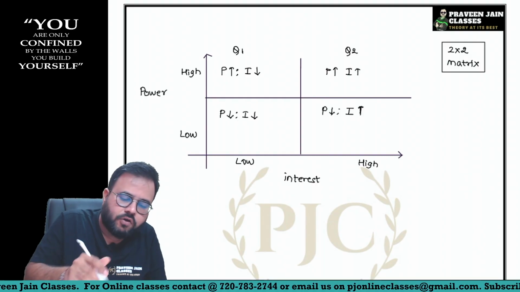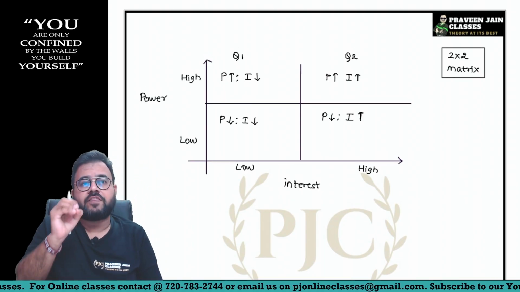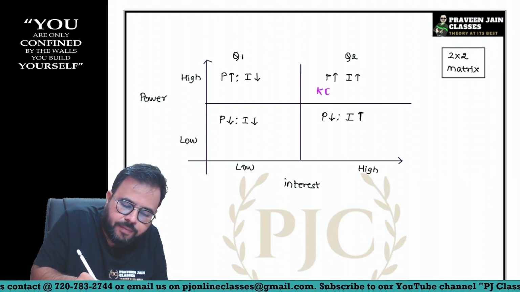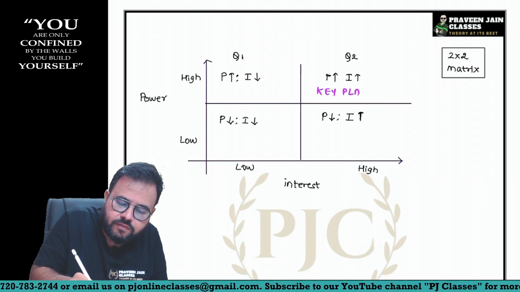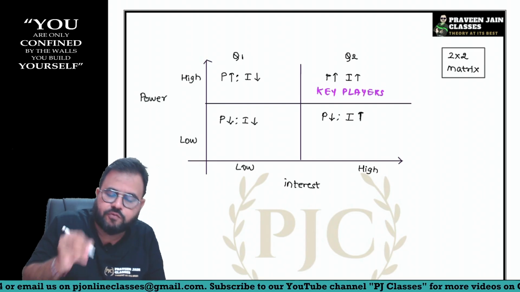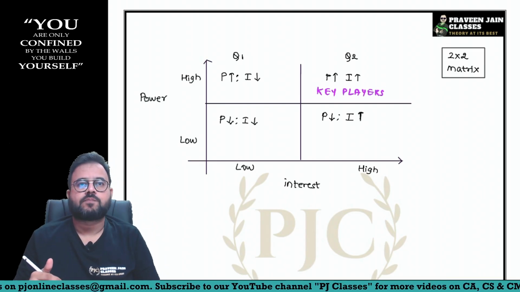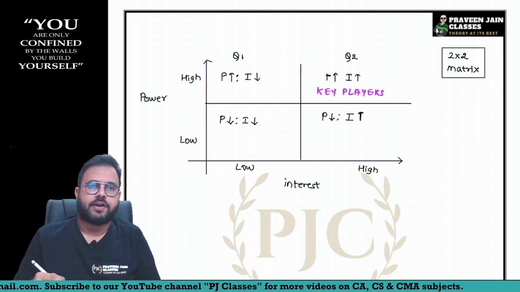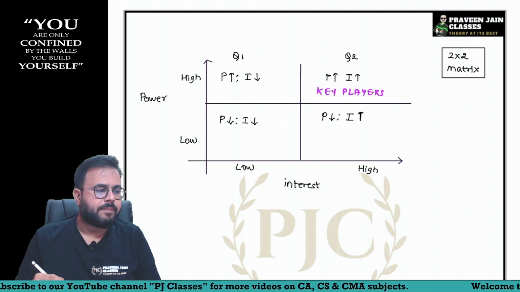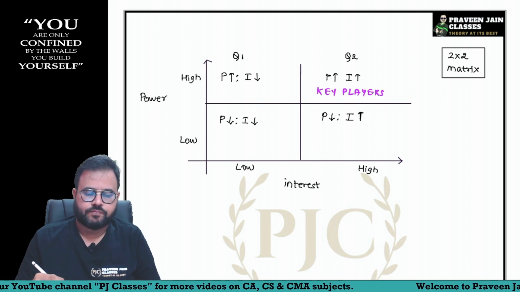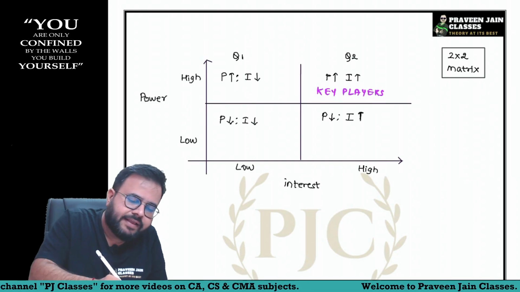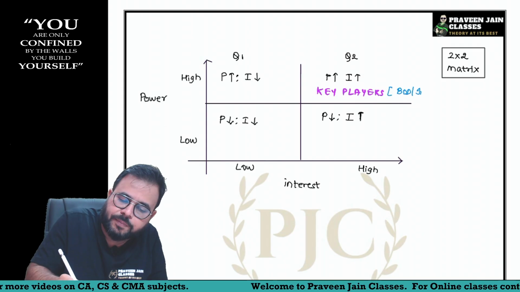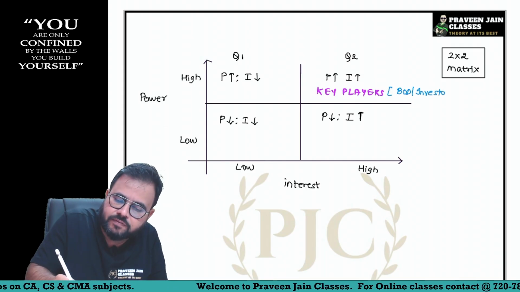Now tell me, don't you think the quadrant with high power and high interest has people who are very, very important for the company? Yes. So they call them key players. It is the key player quadrant. Here, for example, the board of directors, investors, and all those people will come under key players.